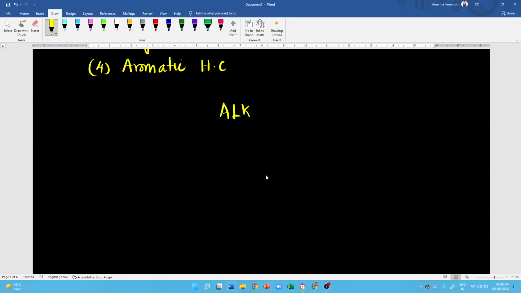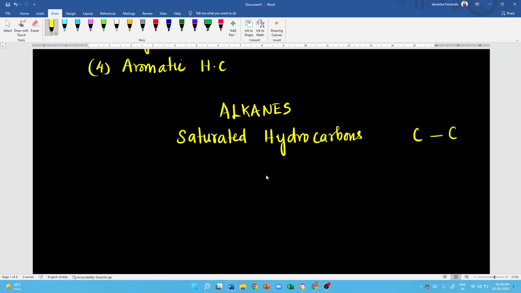So alkanes are saturated hydrocarbons. So what do you mean by saturated? The bond between the carbon atoms will be a single bond. So saturated hydrocarbons are where the carbons are singly bonded. Okay, and you must know the general formula. It is CnH2n+2.